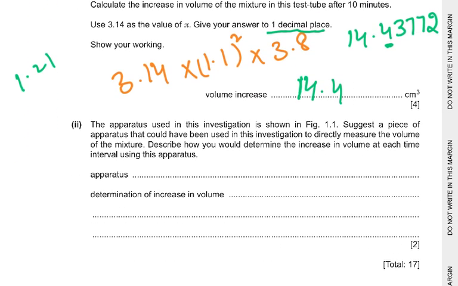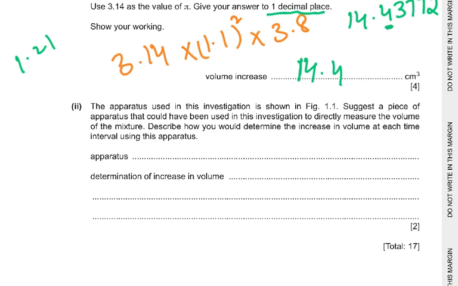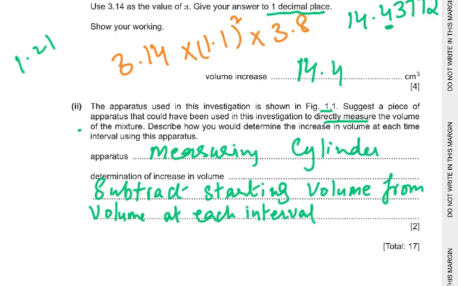Then it says the apparatus used in this investigation is shown in figure 1.1. Suggest a piece of apparatus that can be used in the investigation to directly measure the volume of the mixture. Describe how you determine the increase in volume at each time interval using this apparatus. You use a measuring cylinder and you subtract the starting volume from the volume at each time interval. So you could have used a measuring cylinder and you subtract the starting volume from the volume at each interval.